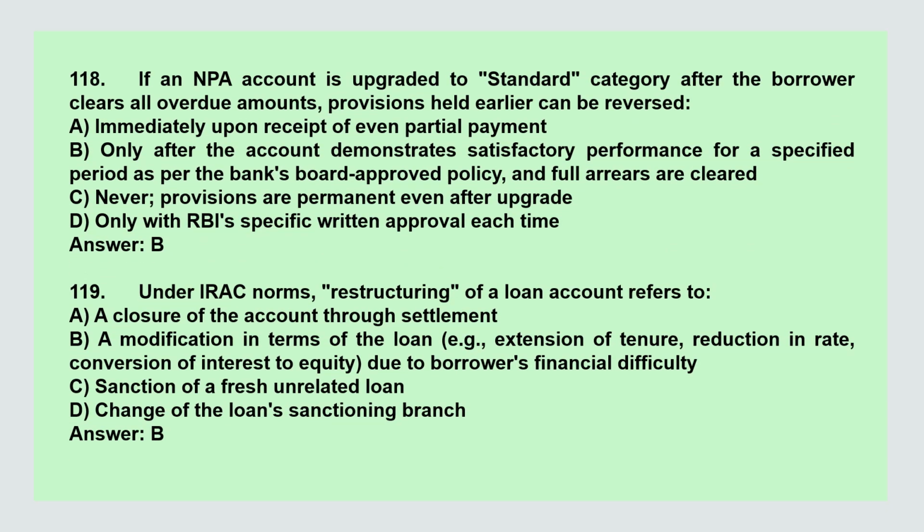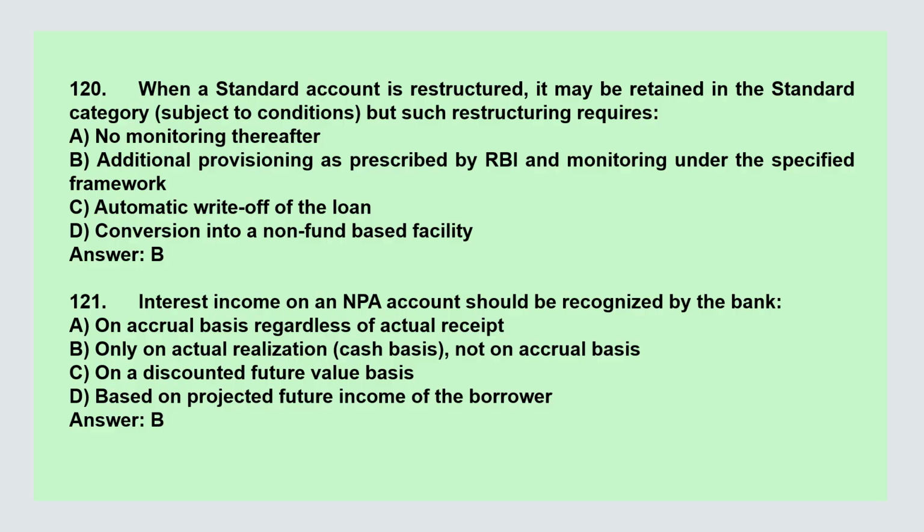If an NPA account is upgraded to standard category after the borrower clears all overdue amounts, provisions held earlier can be reversed. This will be only after the account demonstrates satisfactory performance for a specified period as per the bank's board approved policy and full arrears are cleared. Under IRAC norms, restructuring of a loan account refers to answer: a modification in terms of the loan, extension of tenure, reduction in rate, conversion of interest to equity, due to borrower's financial difficulty. When a standard account is restructured, it may be retained in the standard category, subject to conditions, but such restructuring requires answer B: additional provisioning as prescribed by RBI and monitoring under the specific framework.